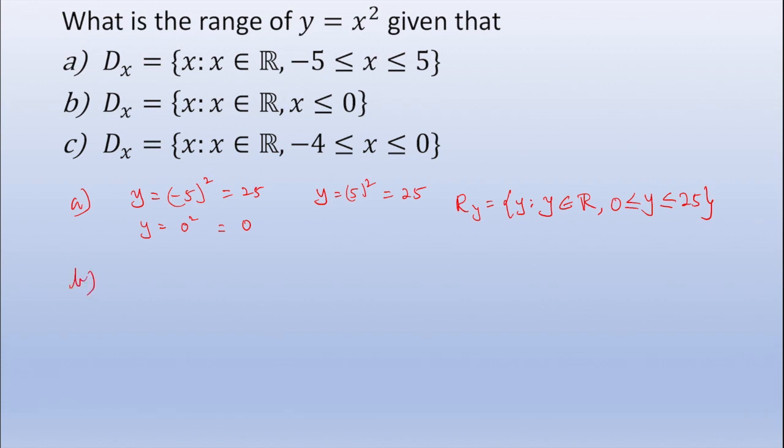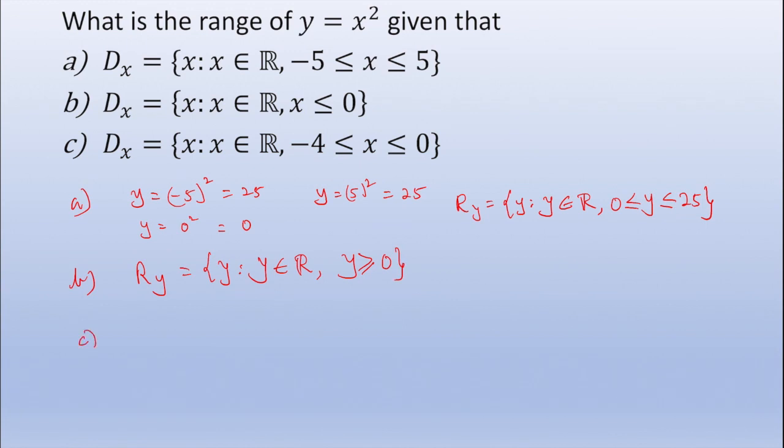x is less than 0. Again, remember what I said. If it is a negative number, its square would be a positive number. Therefore, the range of y is y such that y is an element of the real numbers. This time, y must be greater than or equal to 0. It cannot be any negative numbers.